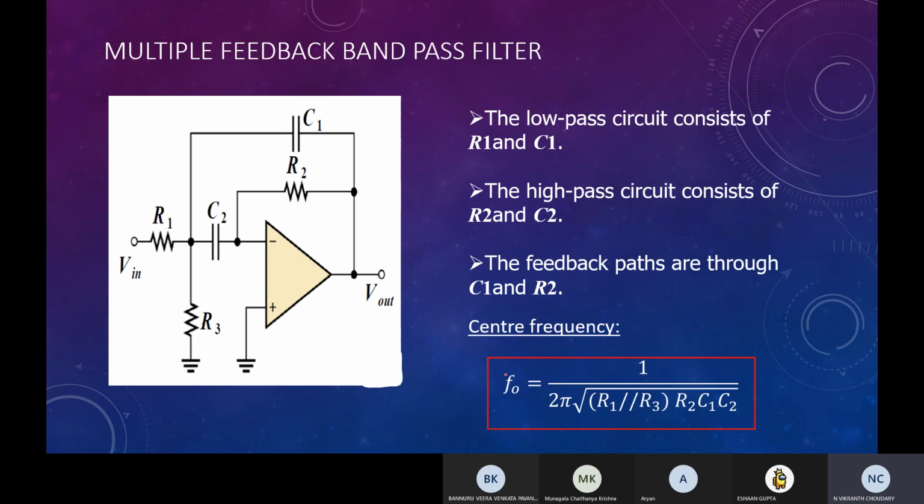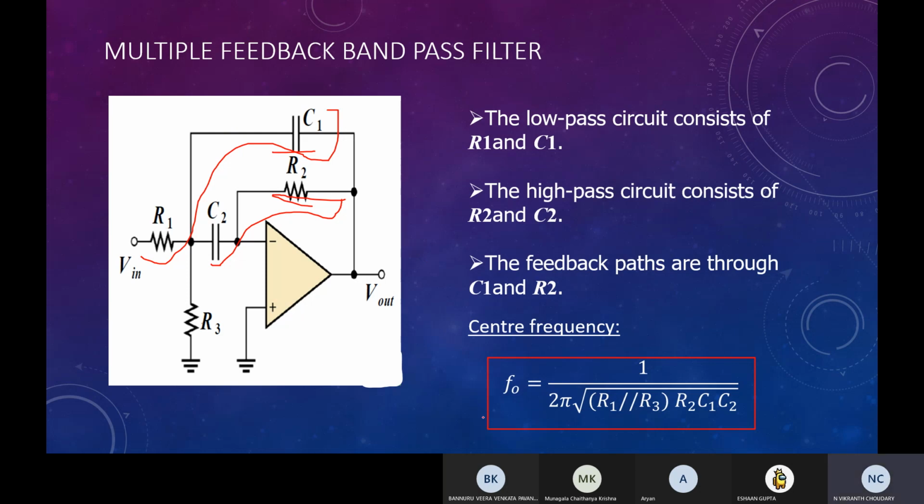And now a multiple feedback band pass filter. So here what we are doing is similar to a Sallen-Key filter. We have added another feedback through a resistor instead of a capacitor. So what happens is this RC circuit is actually in parallel to this RC circuit. So this acts as a band pass filter.